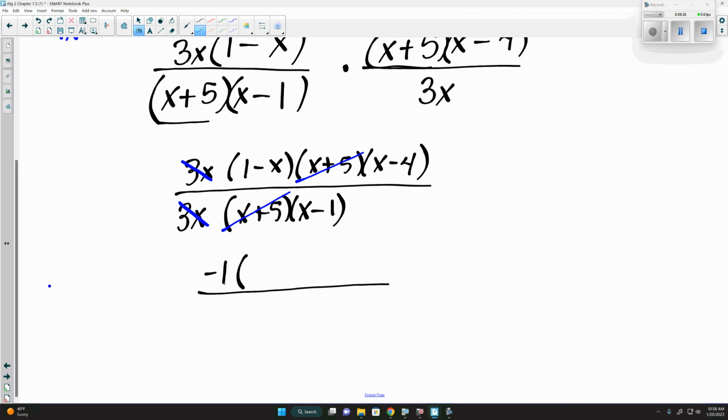Because if I factor a negative away from a negative, it becomes positive. If I factor a negative away from a positive, it becomes negative, yes. We still have the x minus 4.